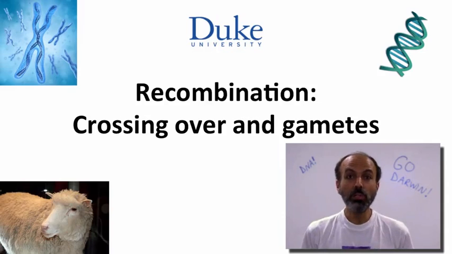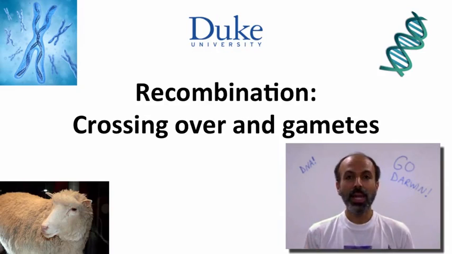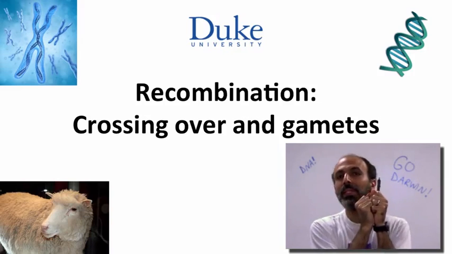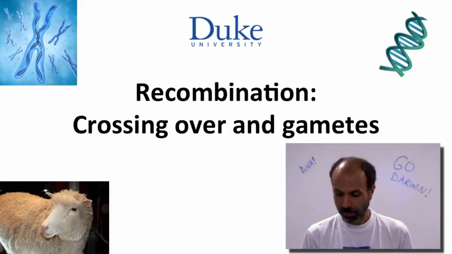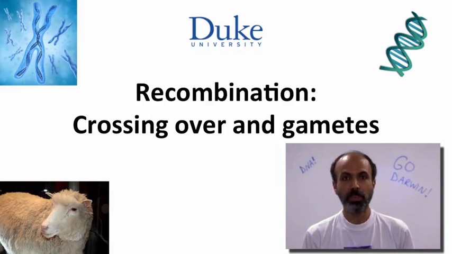In this video, we'll continue to look at patterns of inheritance of two genes at a time, but looking at genes that may actually happen to be on the same chromosome, but maybe not right next to each other. Now, this is called crossing over, and this is a subset of the overall process of recombination.